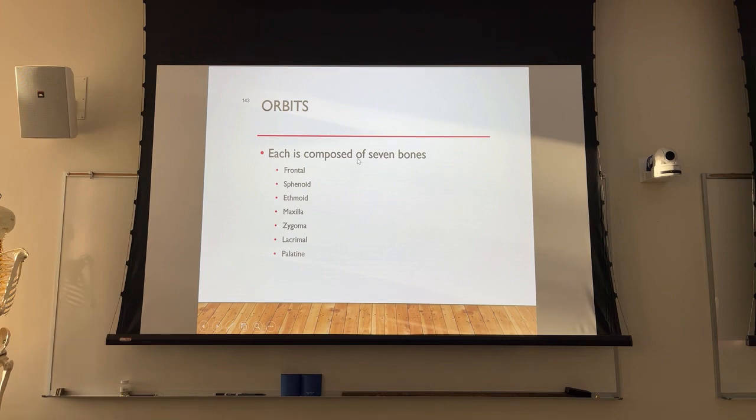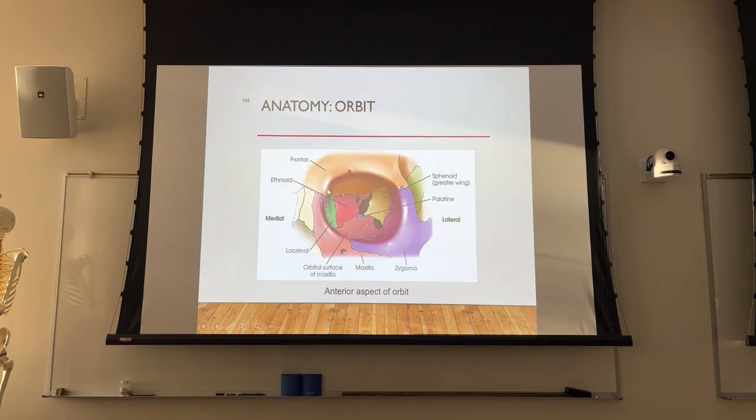Okay. So the orbit itself is composed, again, of a lot of different bones. So you got the frontal bone at the top, you got the sphenoid and ethmoid bones deep inside. You've got the maxilla forming the floor of the orbit. You got a portion of the zygoma on the lateral side, the lacrimal bone on the medial side, and even the palatine bone forms a portion of the floor of the orbit. So it's got a lot of articulations. There is no such thing as an orbital bone. It's just a lot of different bones that come together to create the orbit.